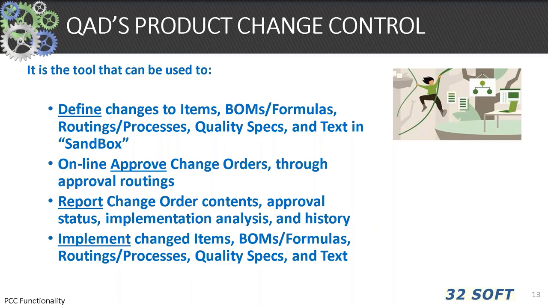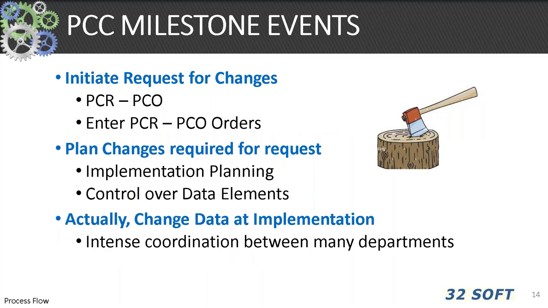QAD product change control functionality is a tool that can be used to define changes in items, BOMs, routers, et cetera, in a sandbox environment to be shared among users. It provides online approval of changes through controlled approval routings. Reports can be generated for all change order content. Approval status and implementation process can be analyzed from history, and it is automatically implemented into the production databases.